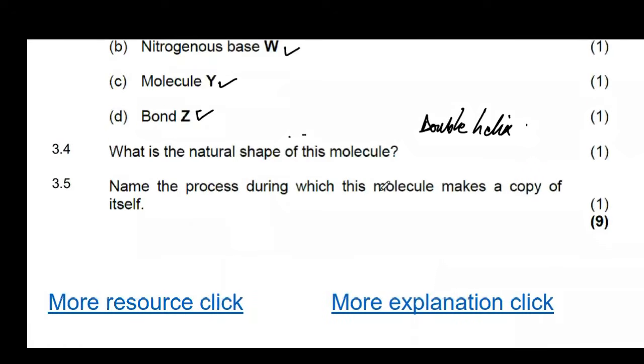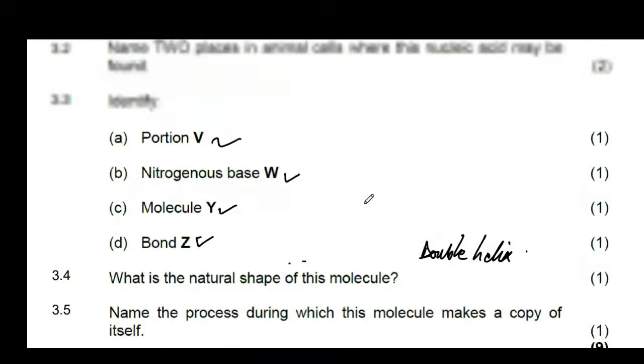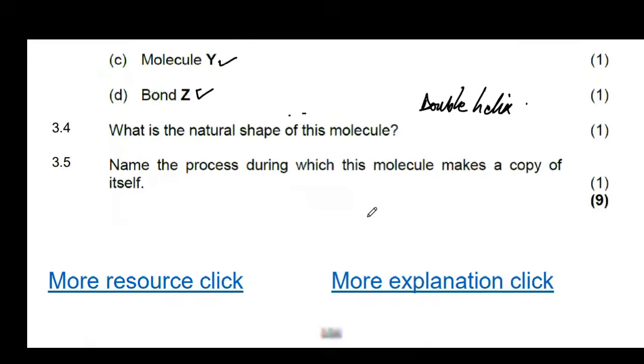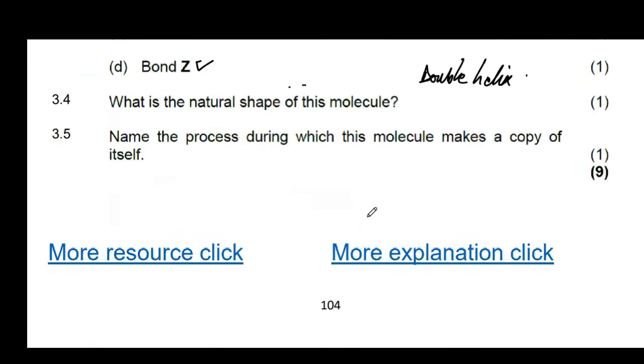Name the process during which this molecule makes exact copy of itself. How does DNA make exact copy of itself? How does it replicate? So the answer is DNA replication. So that is the process by which DNA makes exact copy of itself.